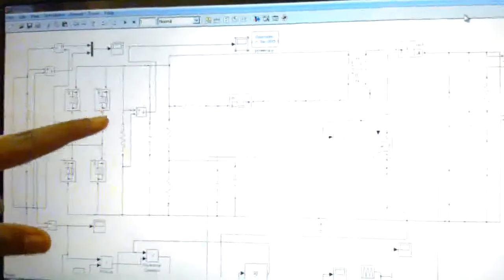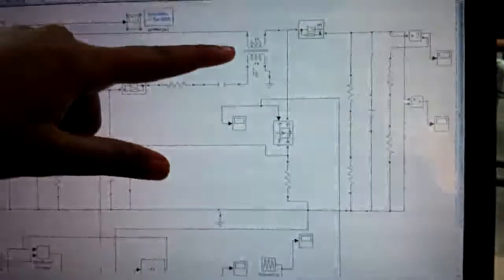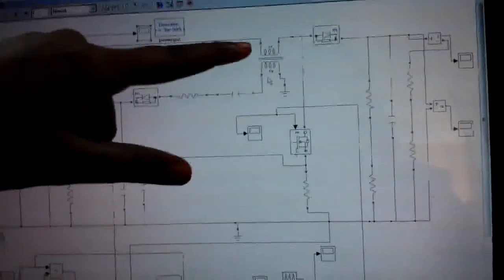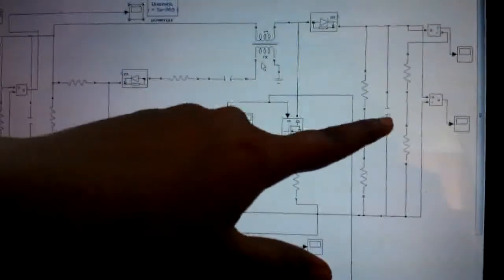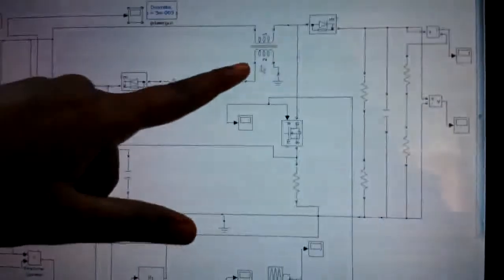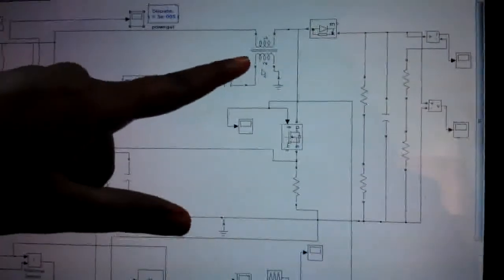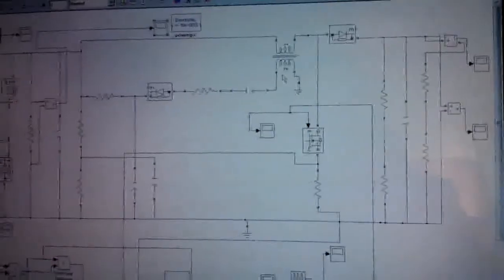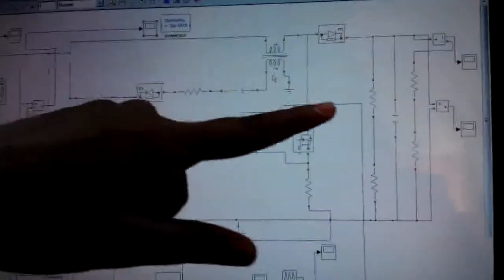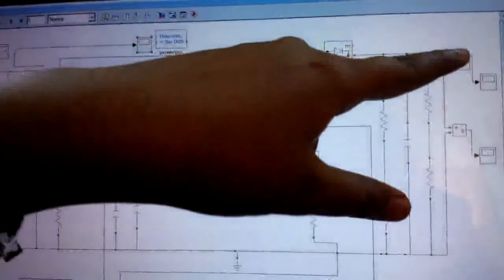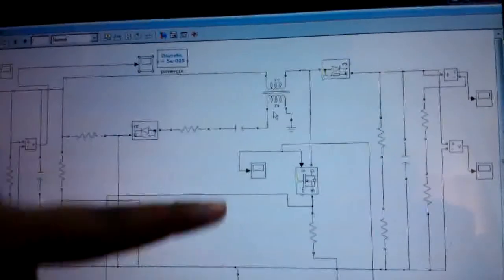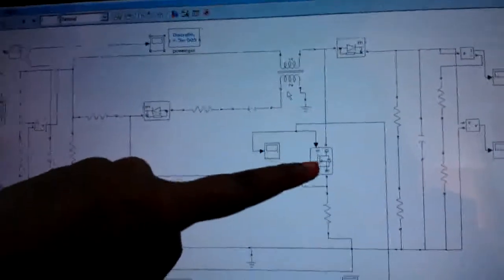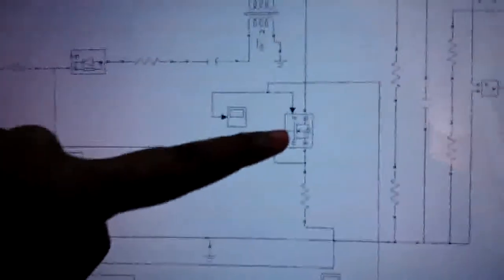Now, coming to this one, this is our boost inductor. Then this is our boost capacitor. The boost capacitor along with this boost inductor is used to boost the input voltage of 230 volts to around 380 volts DC. We can also measure our voltage and current across the load resistance of our circuit. Here this is our MOSFET IRF840.